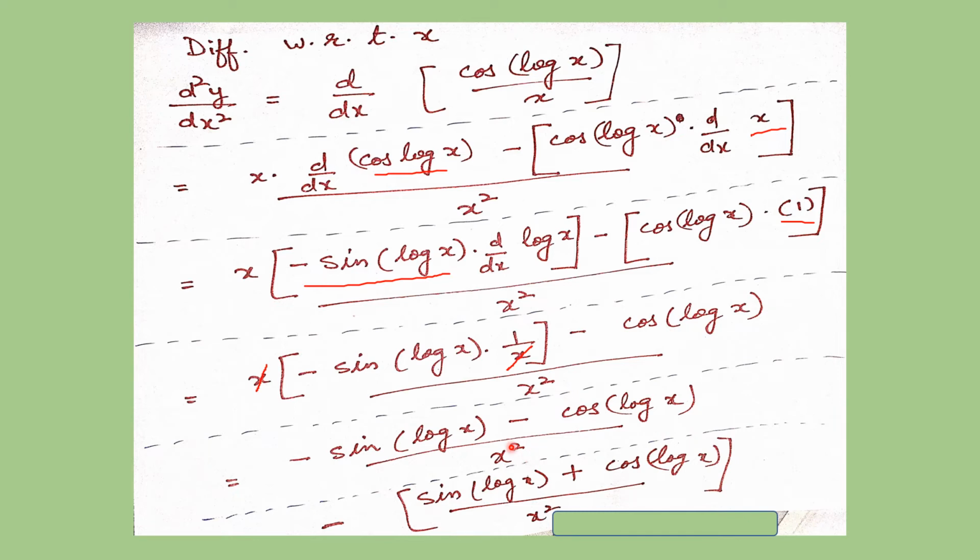Right? So now this is also minus, this is also minus. Take minus in the beginning, common minus you will take, big bracket you will put, you will write sine log of x plus cos of log of x upon x square. Okay, so this is the answer to question number 10.